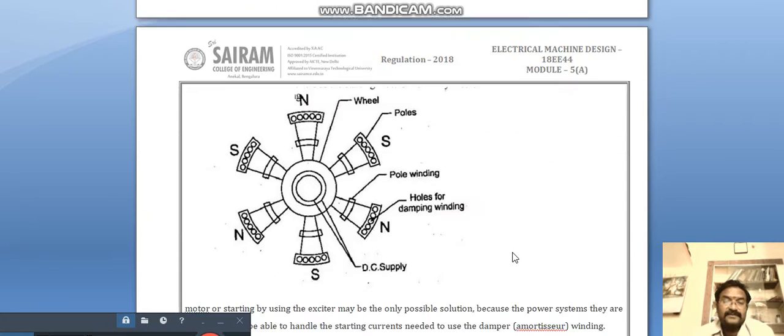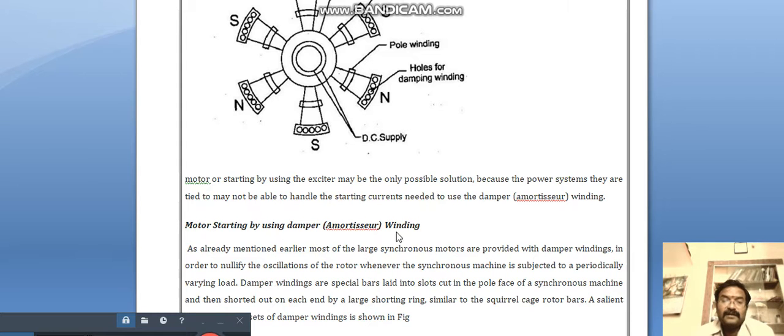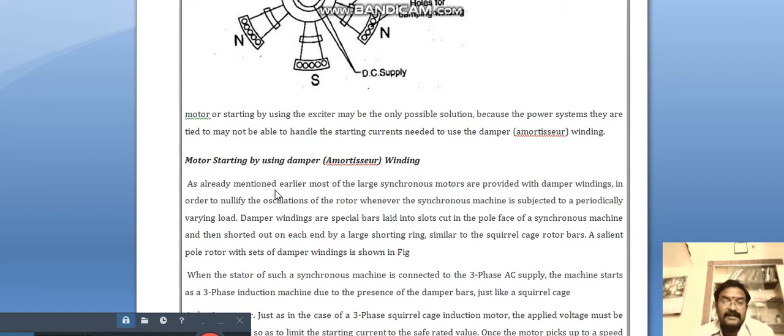The final method: motor starting using damper winding. As already mentioned earlier, most large synchronous motors are provided with damper windings in order to nullify the oscillations of the rotor whenever the synchronous machine is subjected to a periodically varying load. Dampers are used for both purposes: one is to avoid hunting, and another is for starting purposes also.